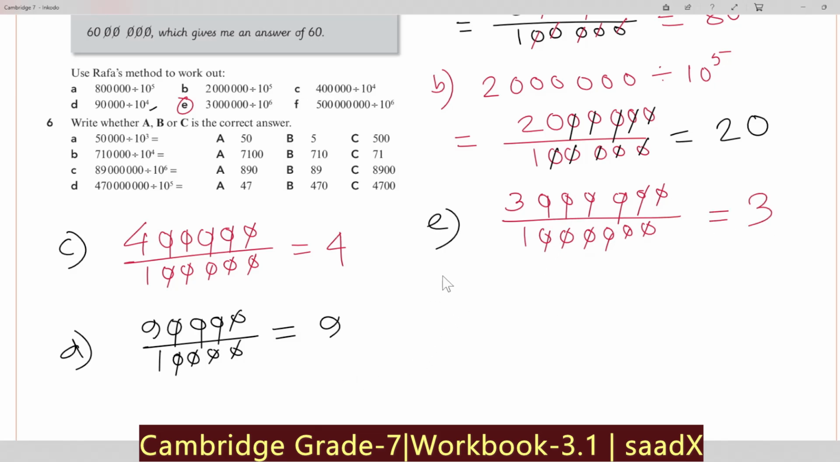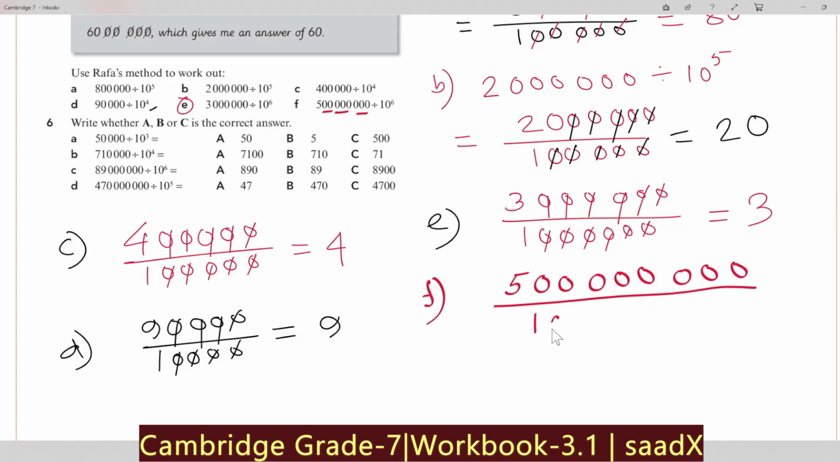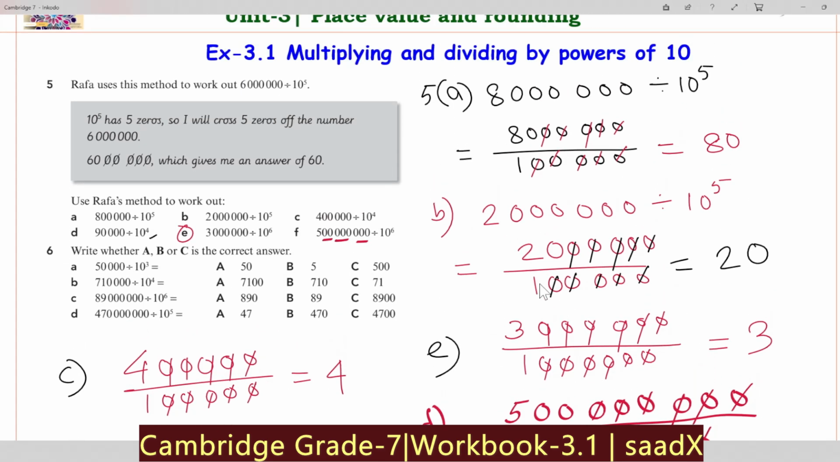And our final question of number 5, which is F. It's a long number, it means 5, then how many 0s? 2 3 3, it means 8. 1 0 0 0, then 1 2 3 1 2 3, and finally here is 10 to the power 6, right? So 1 1 2 3 1 2 3. So this 60 will be out, right? This 60 will be out. So our answer is 500. Very simple. So number 5 done.